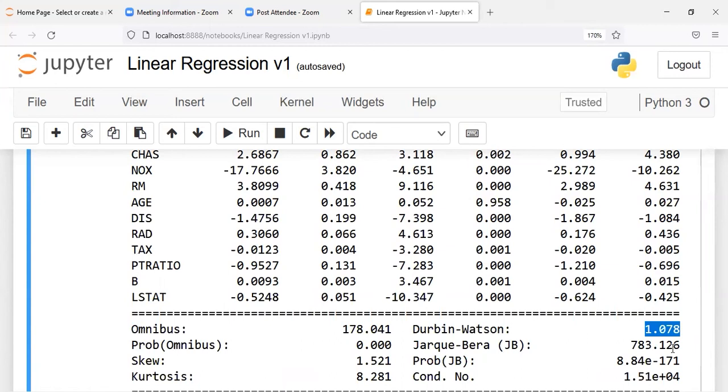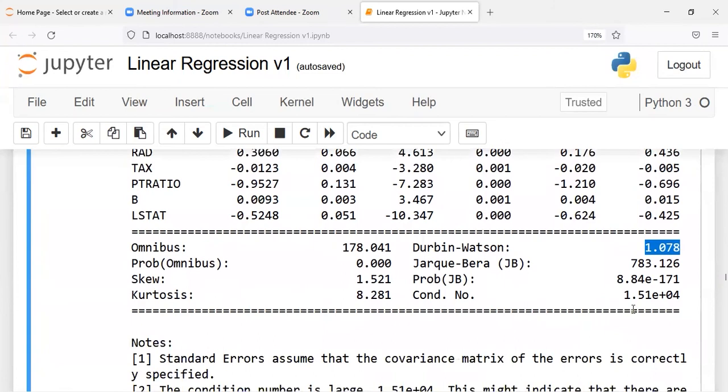If the Durbin-Watson statistic is either less than 2 or greater than 2, it is an indication that there is a problem of autocorrelation in our data set. For example, here I'm getting the Durbin-Watson statistic as 1.0, which is clearly less than 2, indicating that there is negative autocorrelation in the data set.